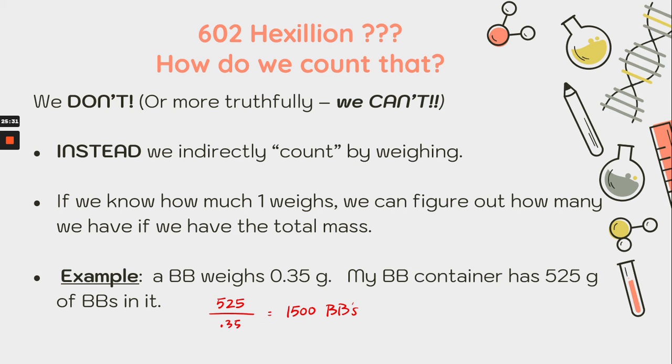Okay, so this is what we do in chemistry. We call it counting by weighing. We take the weight of our big pile, and in our case, our big pile is of atoms, and we can figure out how many we have by figuring out the weight of one little atom.